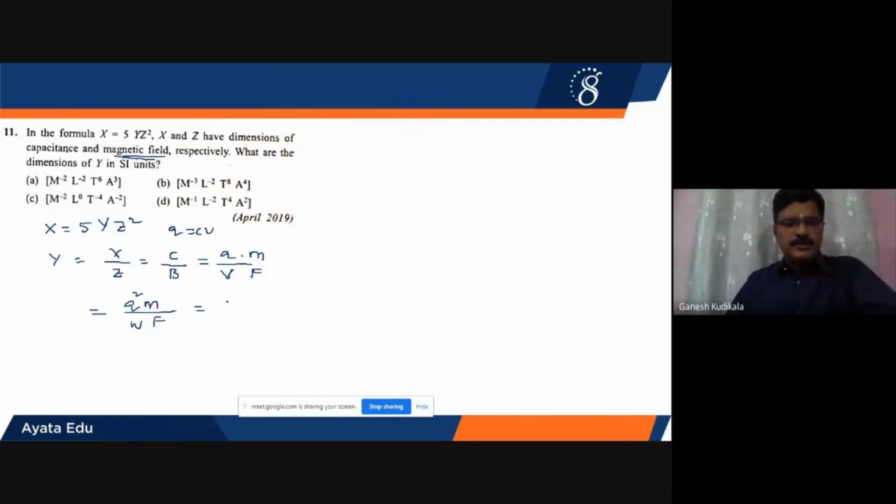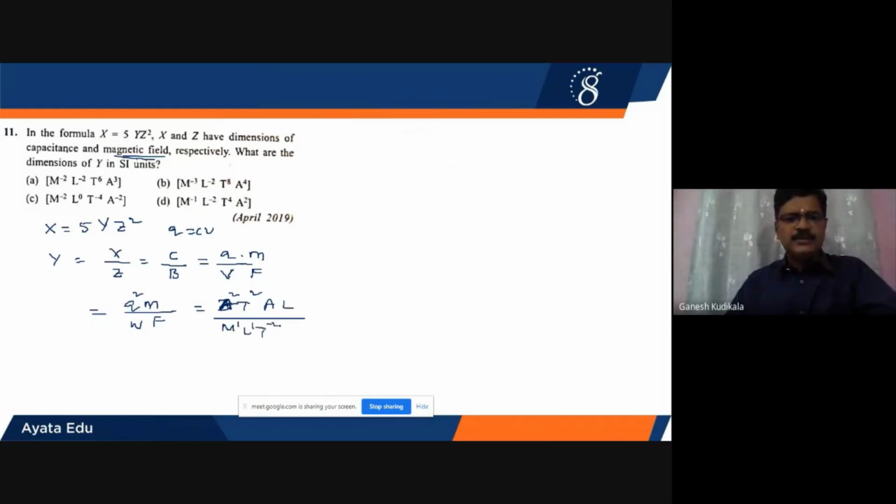So therefore this value will be Q square. Q is current into time. Q is equals to current into time, and the final answer is also in terms of current only. I is equals to Q by T. Therefore, Q square will be equal to I square into T square. Magnetic pole strength, we can use even A also. And magnetic pole strength is current into length divided by work done.